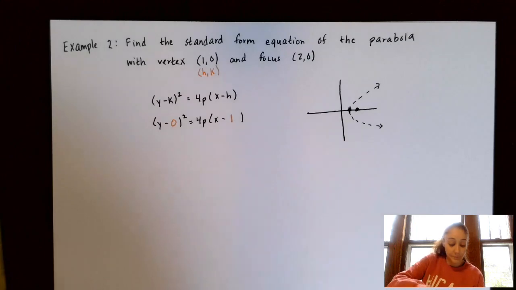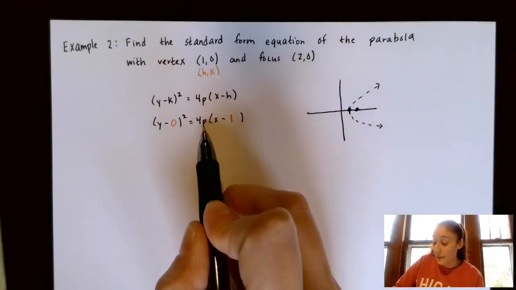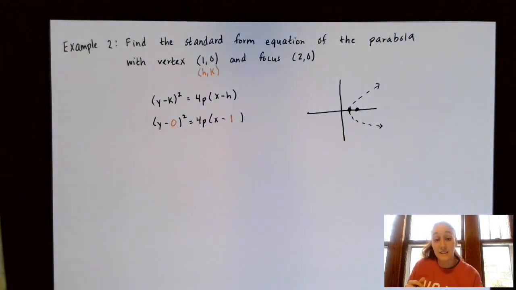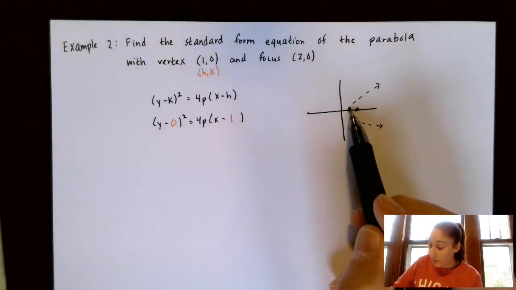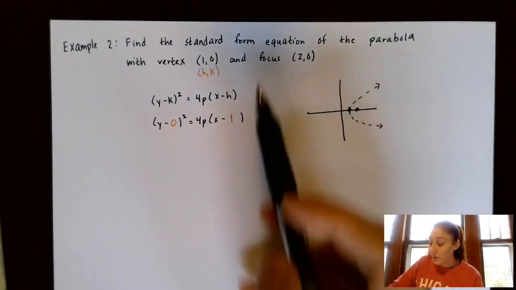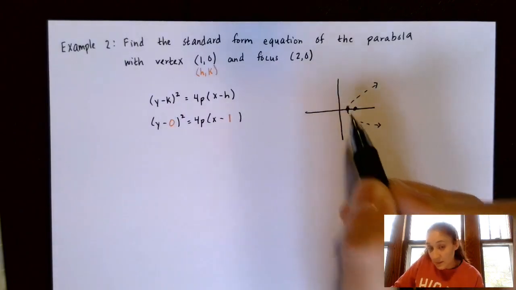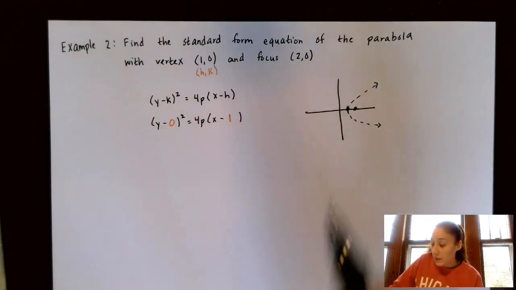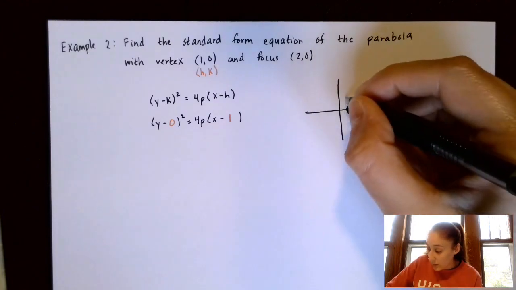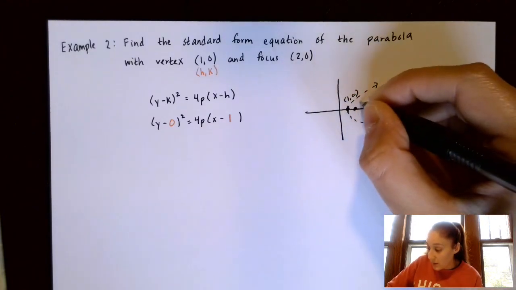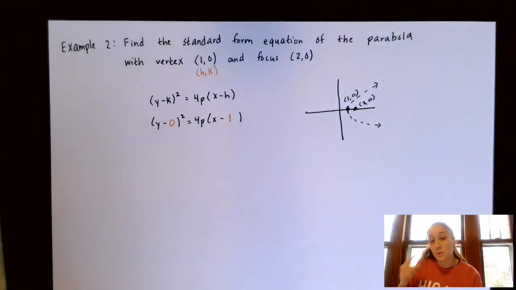Now remember also that p is the distance between the vertex and the focus. So even though the coordinate for the focus is (2, 0), this distance is not 2. The distance between this point right here, which is (1, 0), and this point right here, which is (2, 0), is 1 unit. So p has a value of 1. I'm going to go ahead and plug that in.